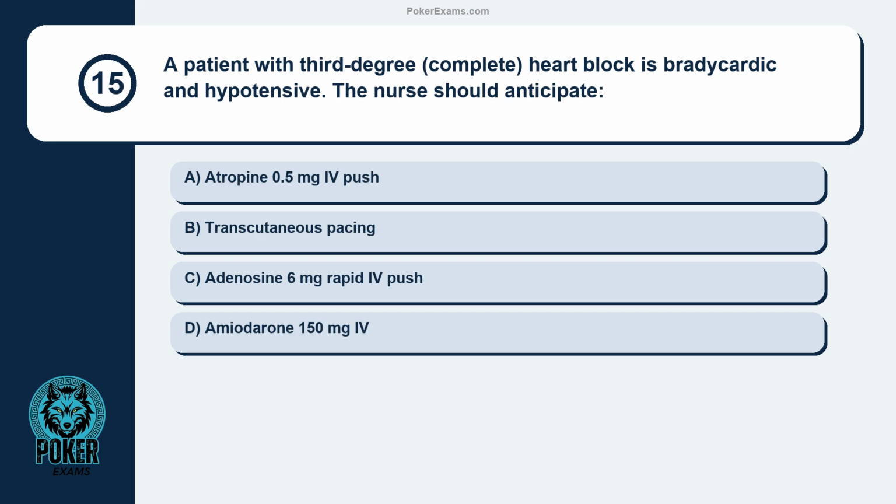Question 15. A patient with third-degree complete heart block is bradycardic and hypotensive. The nurse should anticipate atropine 0.5 milligrams IV push, transcutaneous pacing, adenosine 6 milligrams rapid IV push, amiodarone 150 milligrams IV.